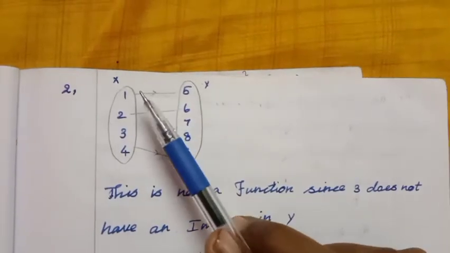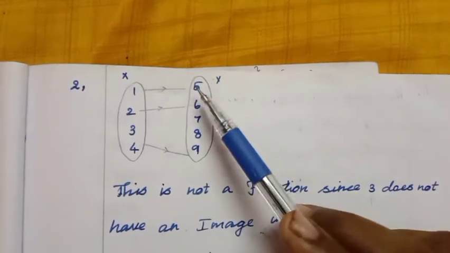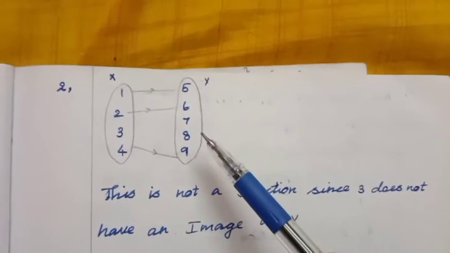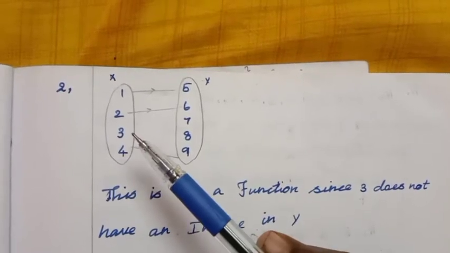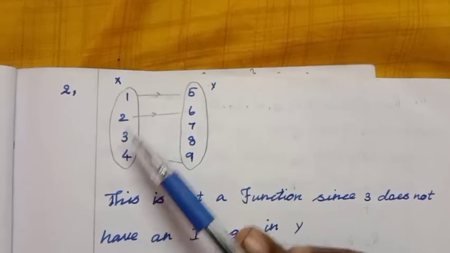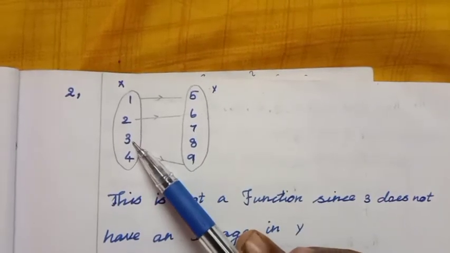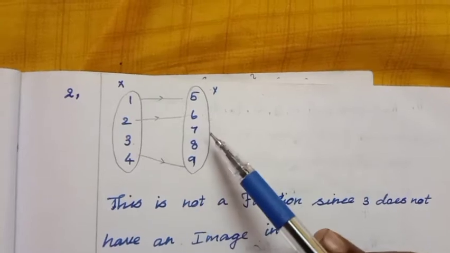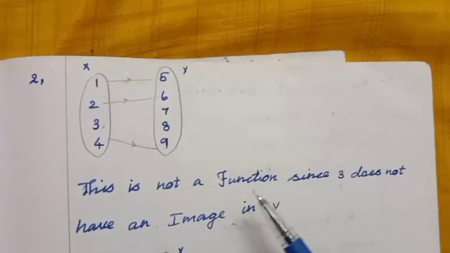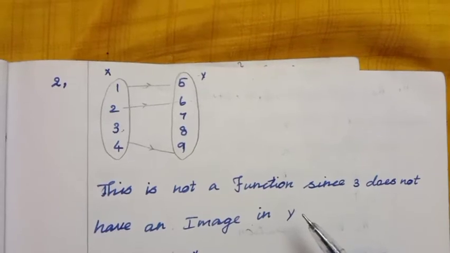Now the second example. Consider this mapping, with set X containing the elements 1, 2, 3, 4 and set Y containing 5, 6, 7, 8, 9. We say this is not a function, because as per the definition each element must have a distinct image. But here 1 maps to 5, 2 maps to 6, and 4 maps to 9, while 3 does not map to any element, so it has no image. So this is not a function, since 3 does not have an image in Y. Okay. Next.